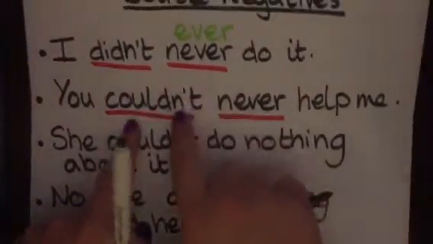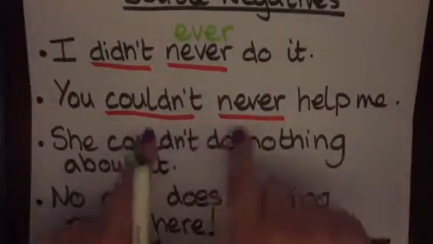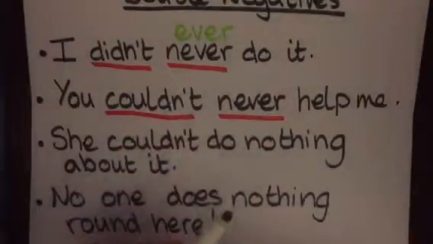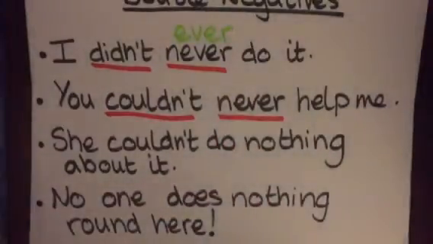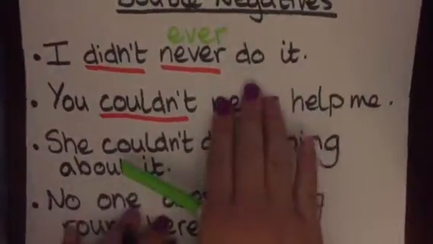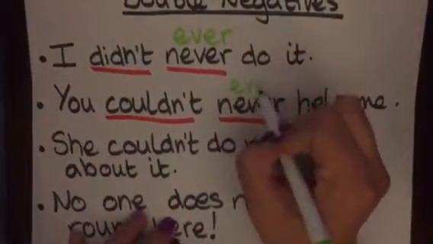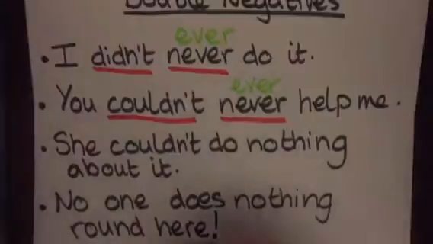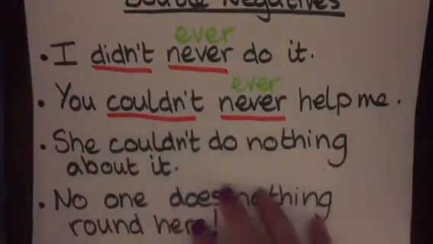You could not never help me. That means you always could help me. It's not what we really mean. We can't use these double negatives. So instead, this should be you couldn't help me or you couldn't ever help me, meaning you were not able to give me any help.